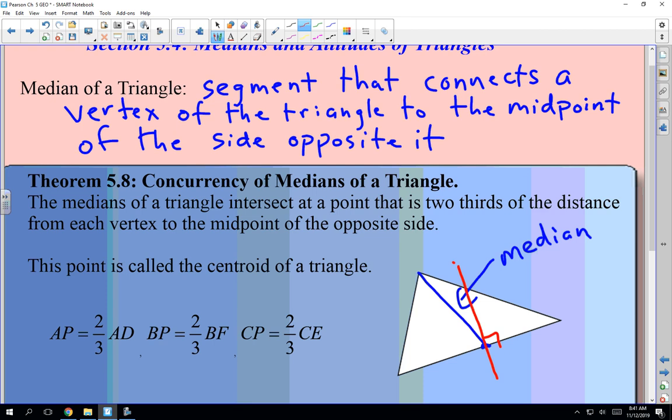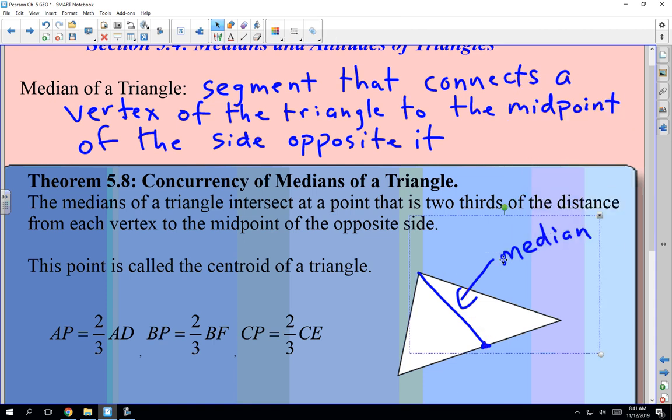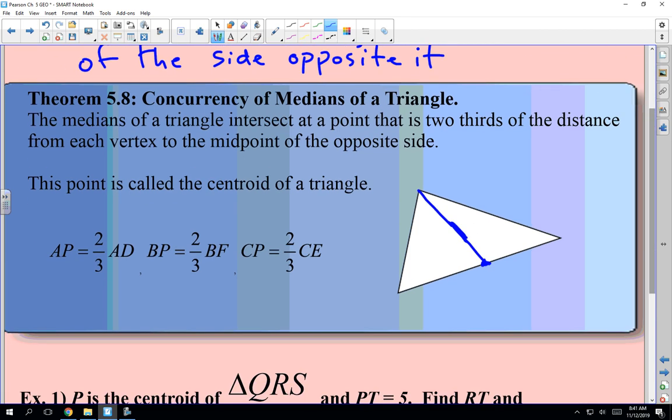Alright. So here's some properties of medians. The medians of a triangle intersect at a point that is 2/3 of the distance from each vertex to the midpoint of the opposite side. Okay, let me erase this. So when we connect all the, do you guys have the picture there? You have a picture of it.